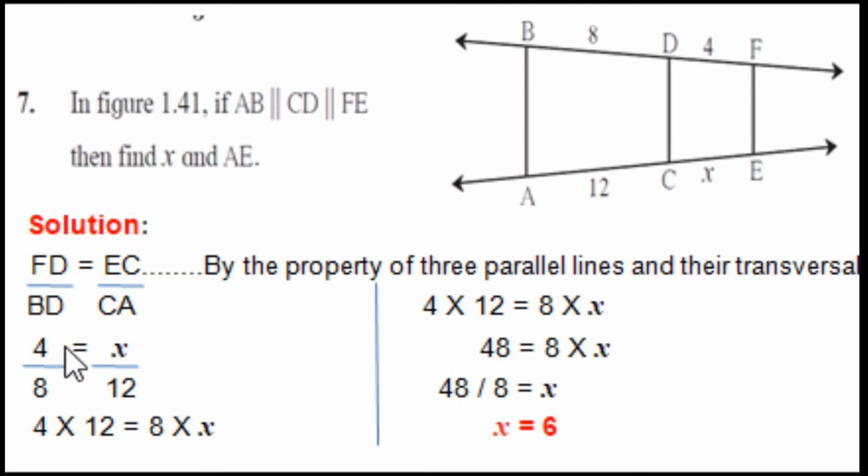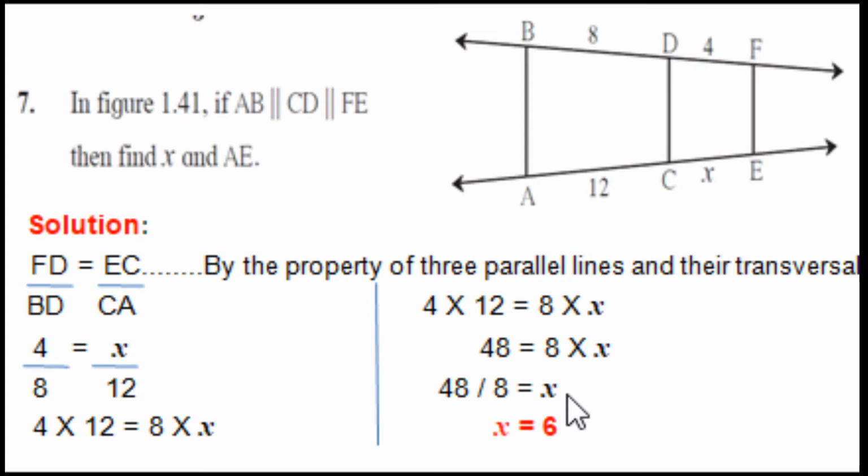Now put values: FD 4, BD 8, CE X, AC 12. Then cross multiply. 4 into 12 is equal to 8 into X. 4 twelves are 48, is equal to 8 into X. So X is equal to 48 divided by 8, and that is X is equal to 6.